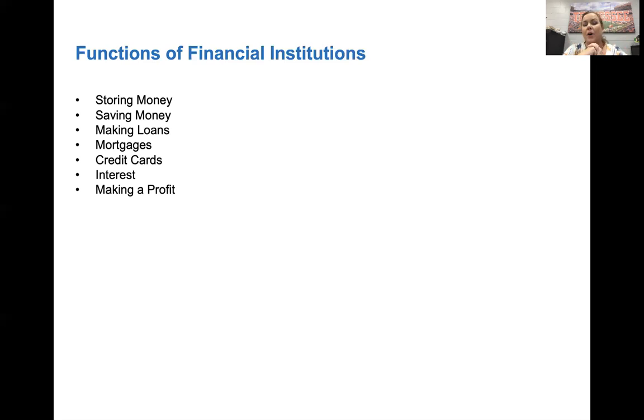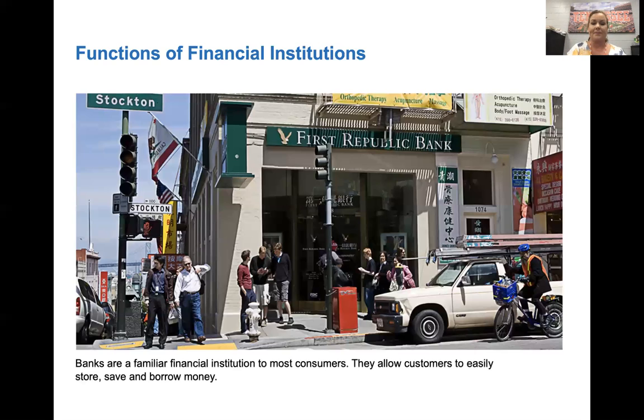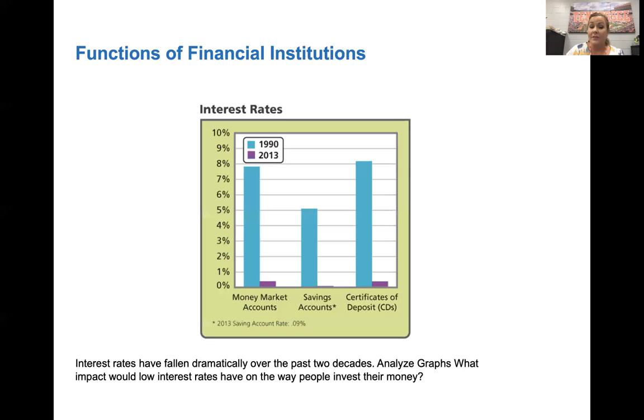How do they make a profit? Well, if I borrow, say $100,000 at 7%, and you invest $100,000, you're probably getting 3%. So they make that difference from 7% to 3%. There's 4% interest that the bank makes there for loaning the money out. Banks are pretty familiar. We tend to have one on every street corner, it seems like. Makes it very easy for us to borrow and save money.